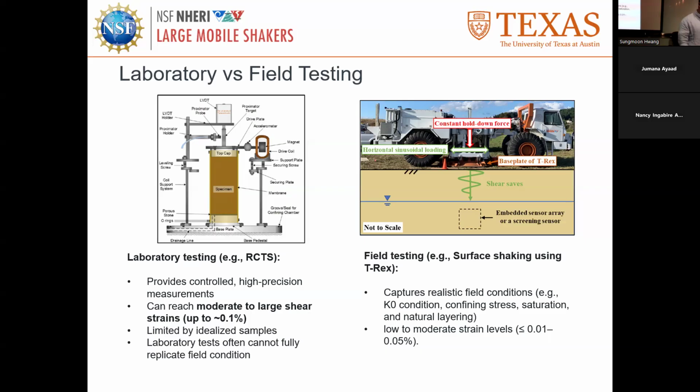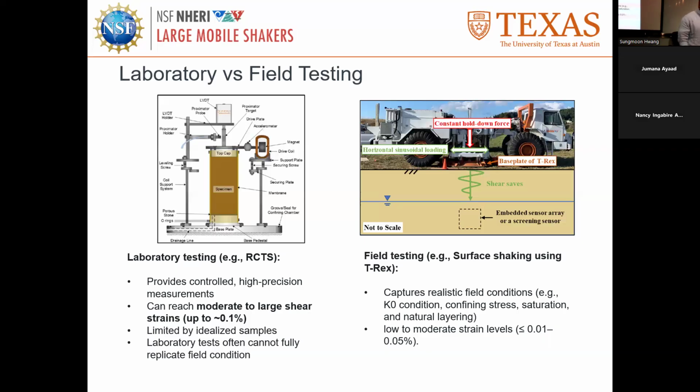However, it's limited by the ideal sample. There's a possibility of disturbance. Once you sample, you have a possibility of disturbance. When you extrude the sample, you have a possibility of disturbance. And once you try to carve and trim it to fit your apparatus, there's another possibility of disturbance. And once you see the data and something seems not right, we say, okay, the sample is disturbed. So laboratory tests often cannot fully replicate the field condition.